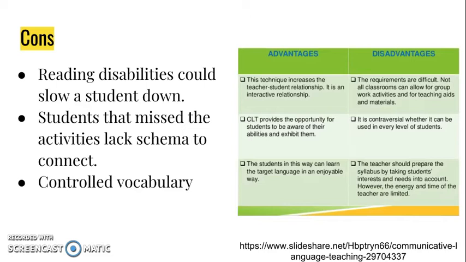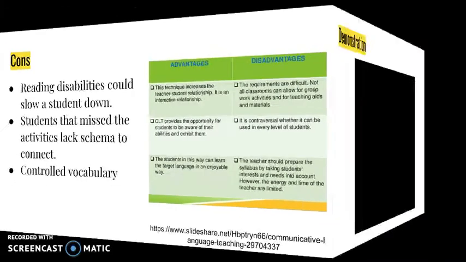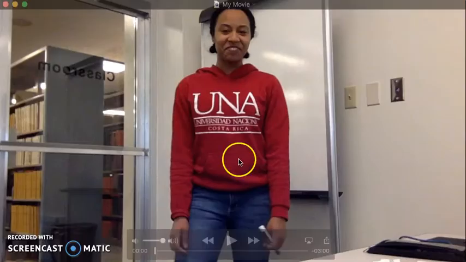Some of the cons are reading disabilities could slow down the student. Students that miss the activity lack the schema to connect, and it has controlled vocabulary with it. So here's a quick demonstration of how we use this strategy in a classroom.